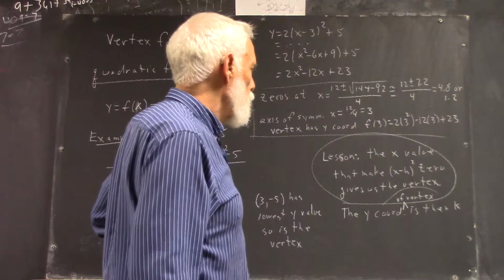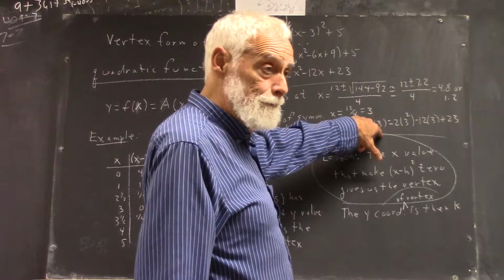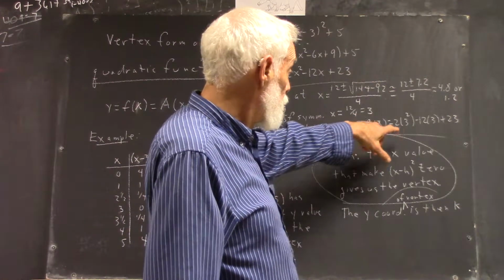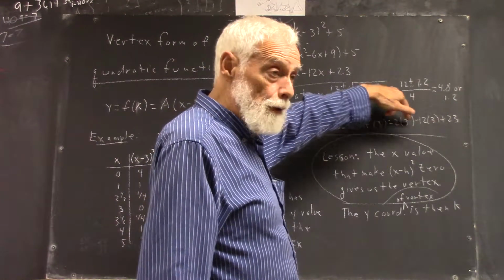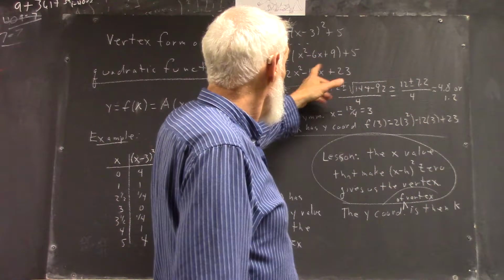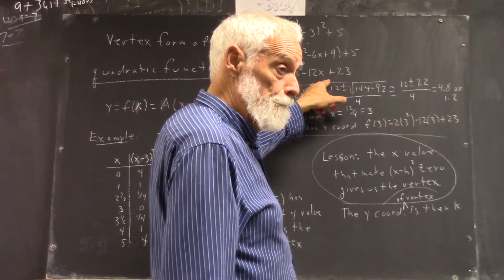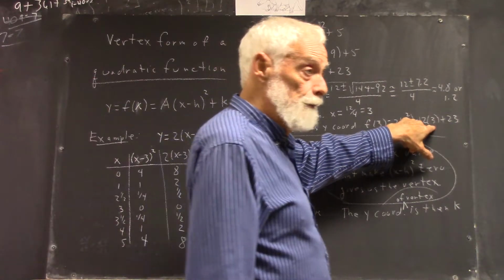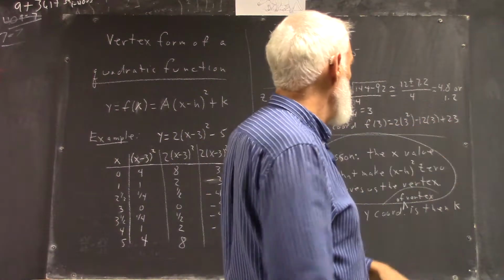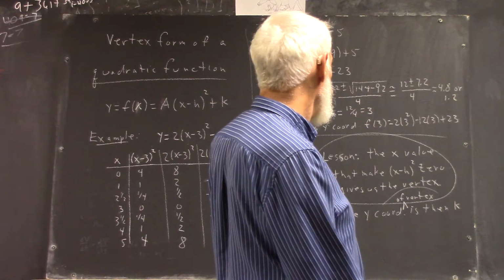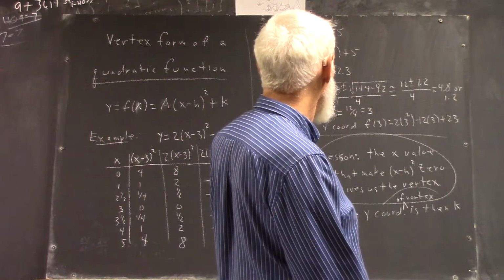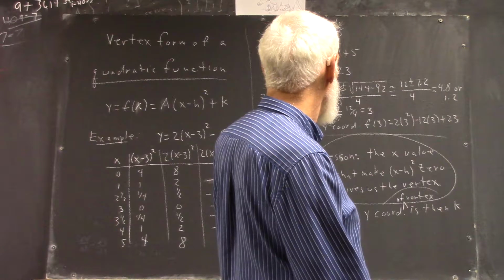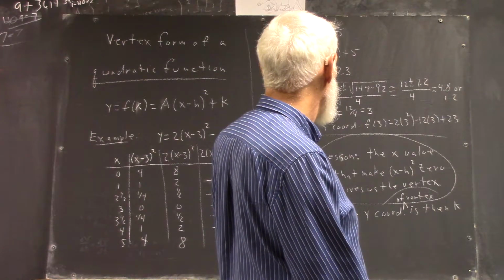The y-coordinate of the vertex would be f of 3, if this is the f of x function. Plug 3 in for x, and we get 9 and minus 36, which is negative 27. Uh-oh. And 23. I must have done something wrong with my arithmetic.